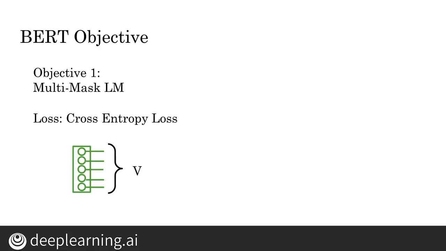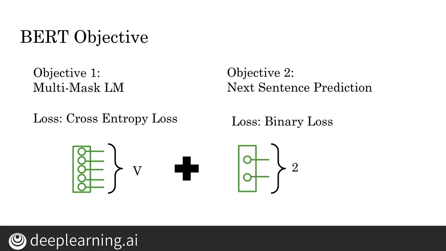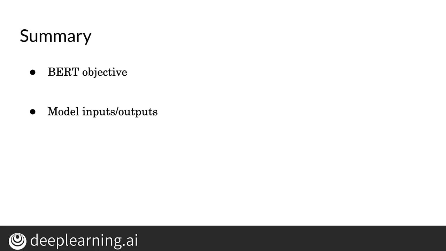So let's look at the BERT objective now. For the multi-mask language model, you use a cross-entropy loss to predict the word or words that are being masked. Then you add this to a binary loss for the next sentence prediction. So given the two sentences, do they follow one another or not? In summary, you've seen the BERT objective and the model inputs and outputs. In the next video, I will show you how you can fine-tune this pre-trained model. Specifically, I'll show you how you can use it for your own tasks and projects. Please go on to the next video.